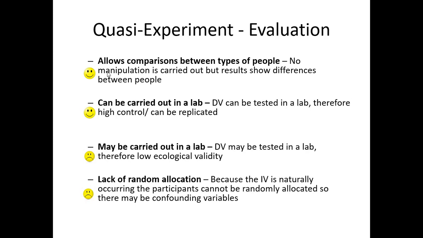An advantage of quasi-experiments is they allow comparisons between groups. They can be carried out in a lab. However, you can get low ecological validity because they're carried out in a lab, and again, you might have a lack of random allocation to groups.